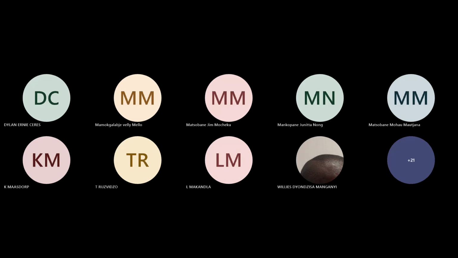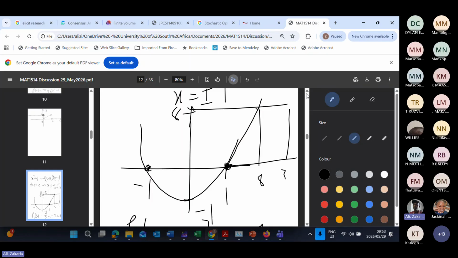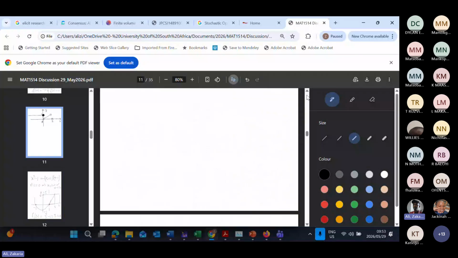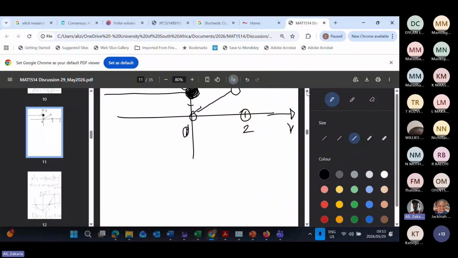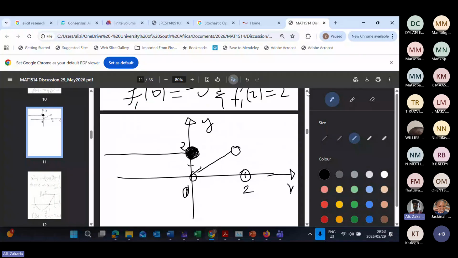From 3 onward, we know the behavior of the graph. We'll go back here and say our graph is actually starting from 3. The space is small, but let's say 3 is somewhere here, because that is strictly greater than 3.